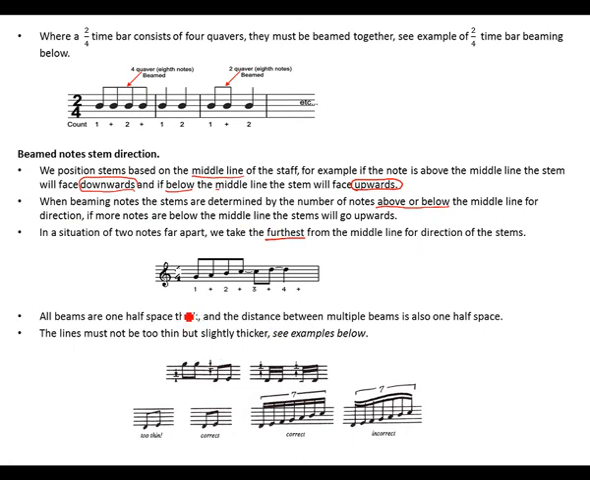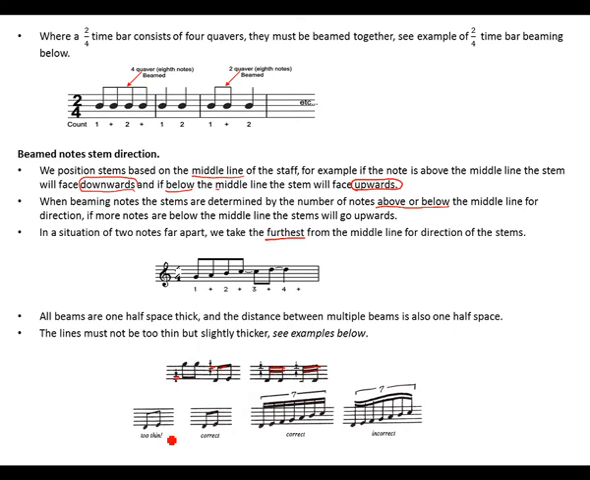All beams are one half space thick. The distance between multiple beams is also one half space thick. As you can see, this is one half space thick. Also here, one half space thick. Even if it's two, they're still one half space thick.